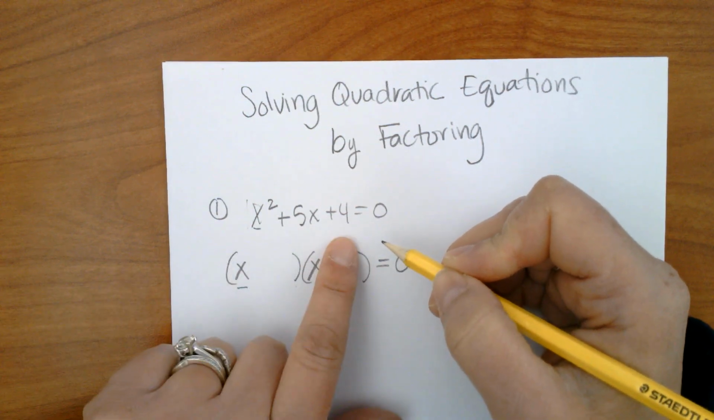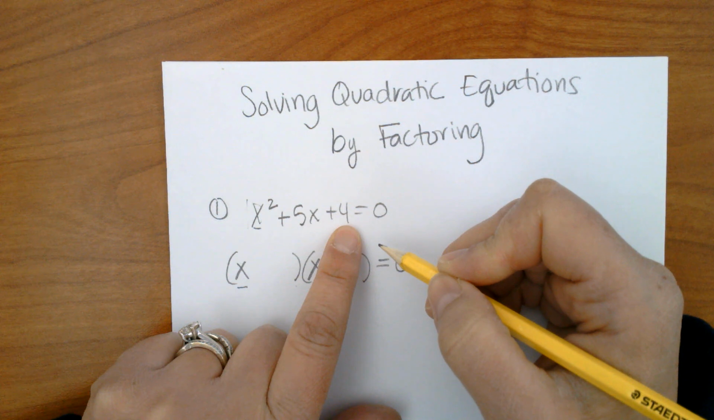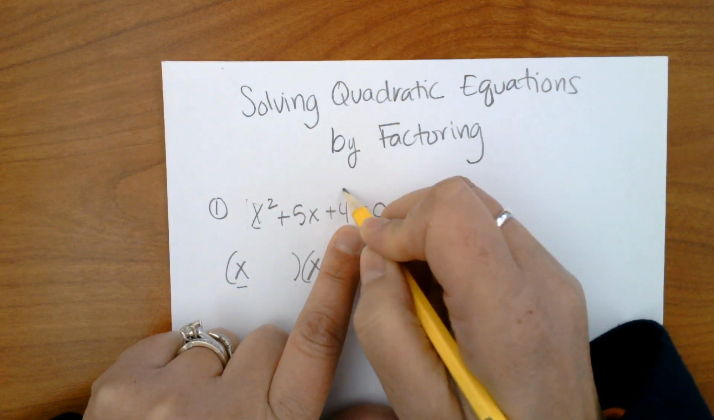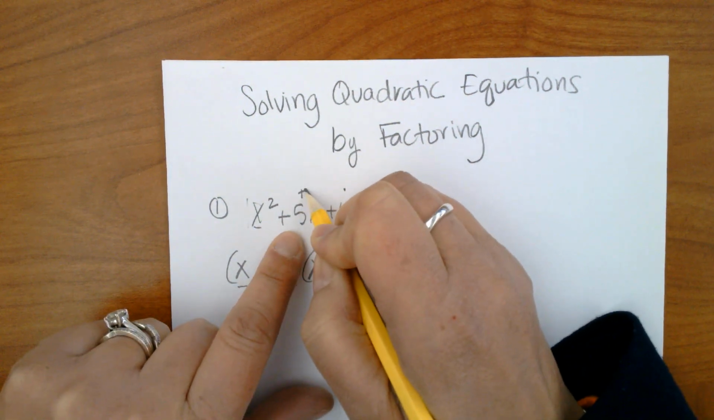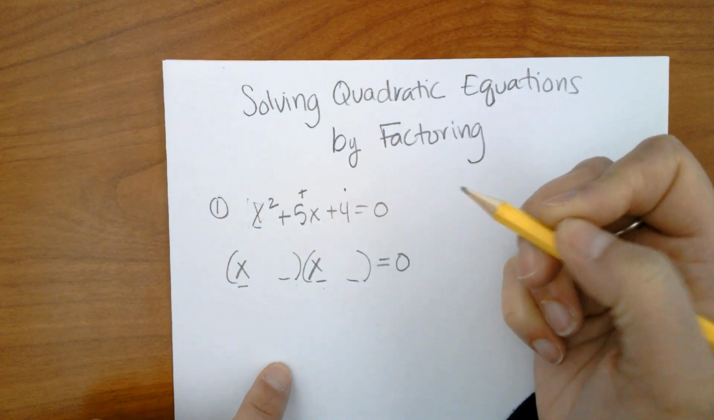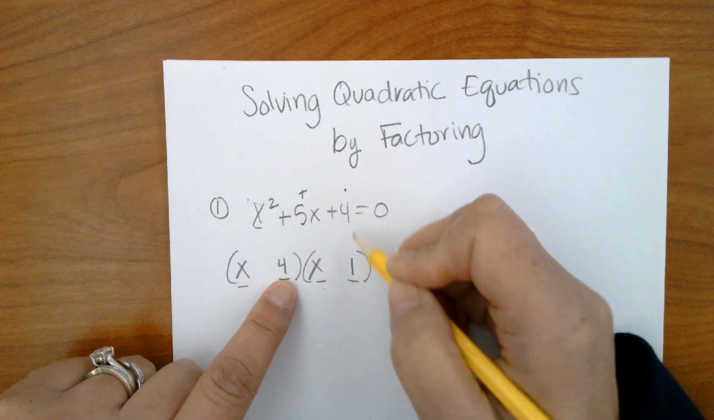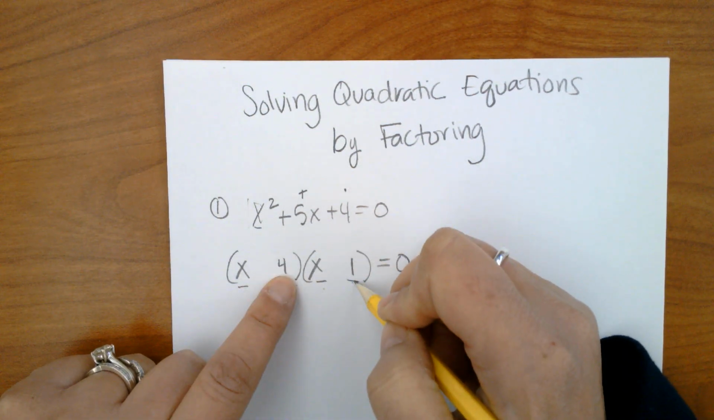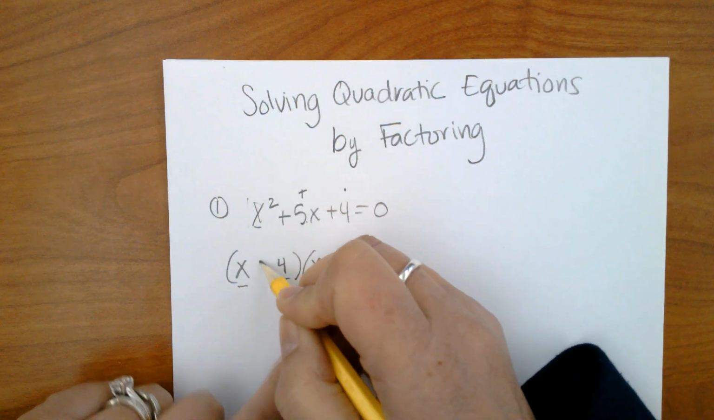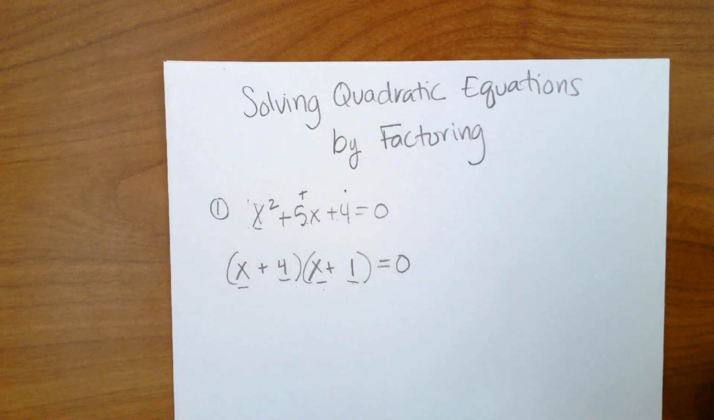Since that is a 1, we can look at this 4 and we can say, okay, what two numbers are going to multiply to 4, and add to 5? Those two numbers are going to go in the second spots. So, well, I'm going to go with 4 and 1. 4 times 1 is 4. 4 plus 1 is 5. And they're going to be positives. I have all positives here, so that's nice. It's going to be positive there.